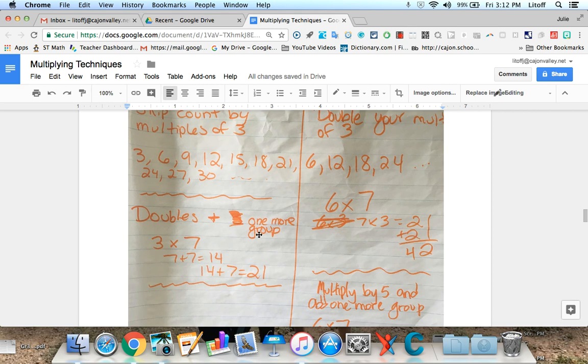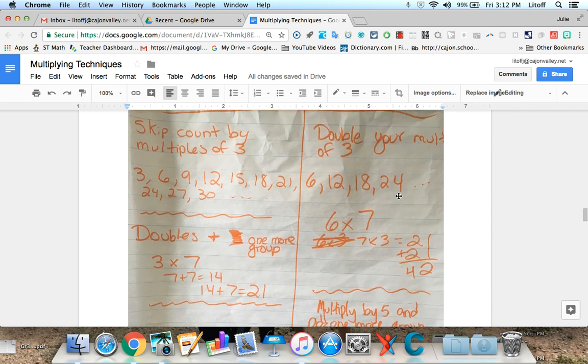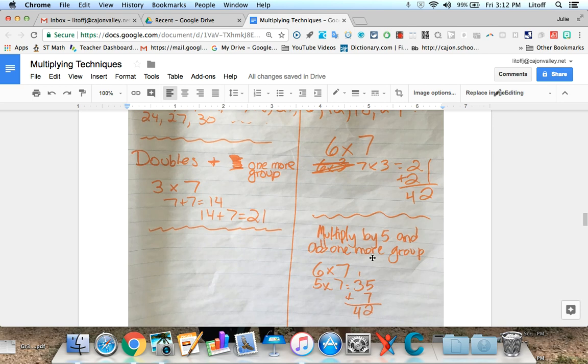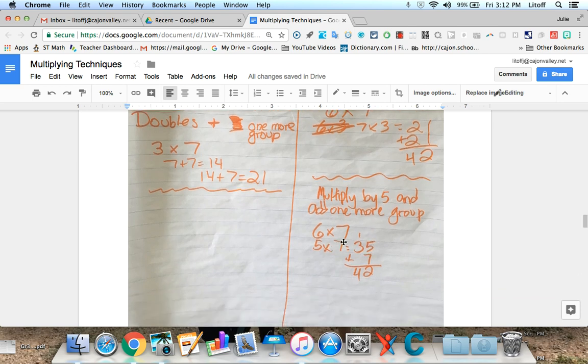For 6's, you can always double your 3's, count by 6's, or you can use some other strategies you'll learn later for 7's. But for 6's, you can either just do times 3 and then double it, or count by 6's. You could also just multiply by 5 and add one more group. So for 6 times 7, you can do 5 times 7, because that's easier, and then add 7 more.